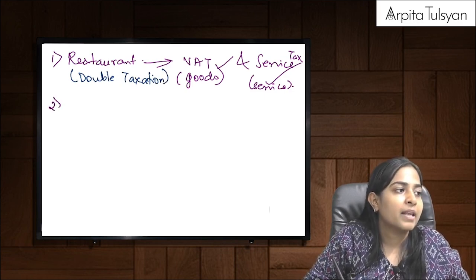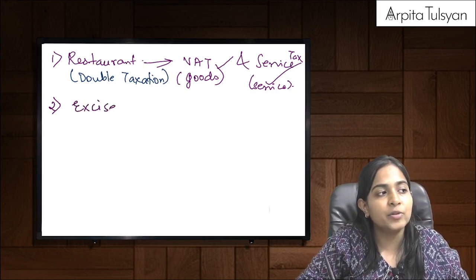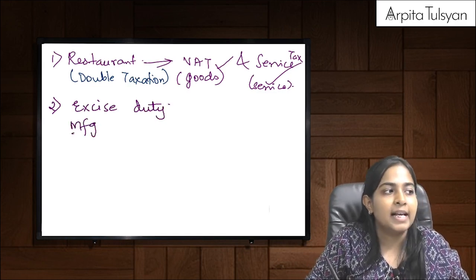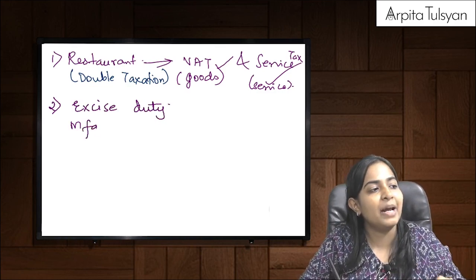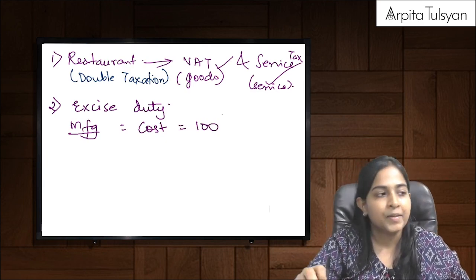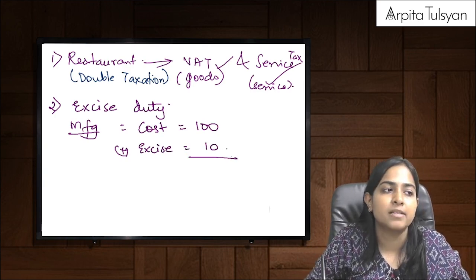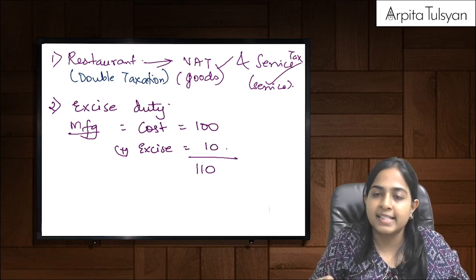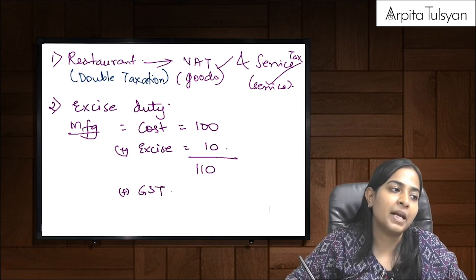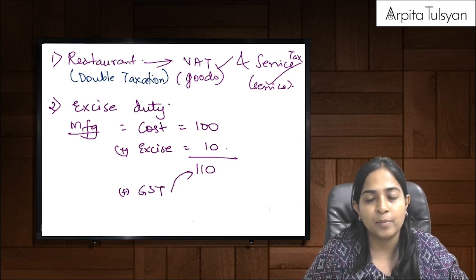Yes. Okay. Then the next problem, the second problem: have you heard about excise duty? Yes. What used to happen was, whenever I am manufacturing any goods, let's say my cost of manufacture is 100 rupees. And let's say excise is applicable on me. Excise is, let's say, 10 rupees. My cost after excise duty becomes 110. Now, they said that GST is applicable on 110 and not on 100. Can you identify what is the problem?